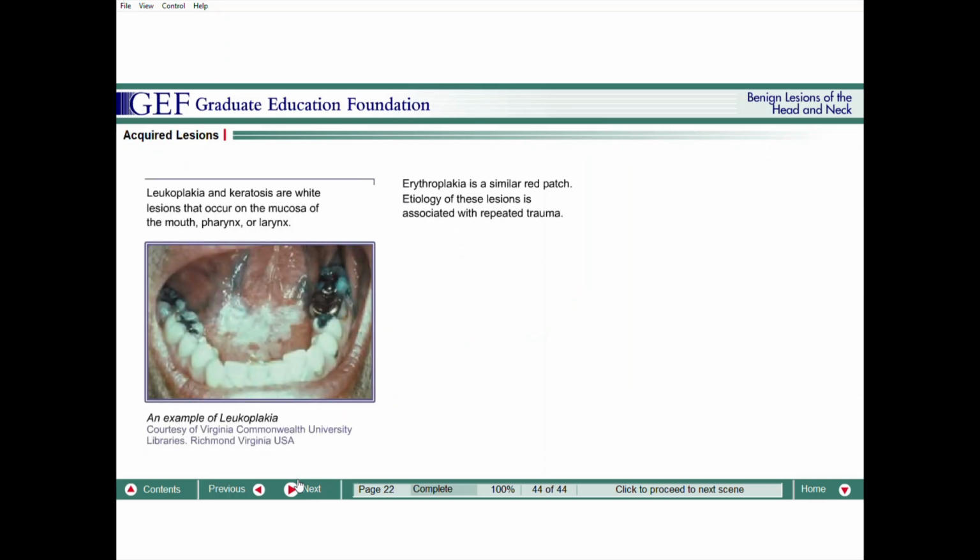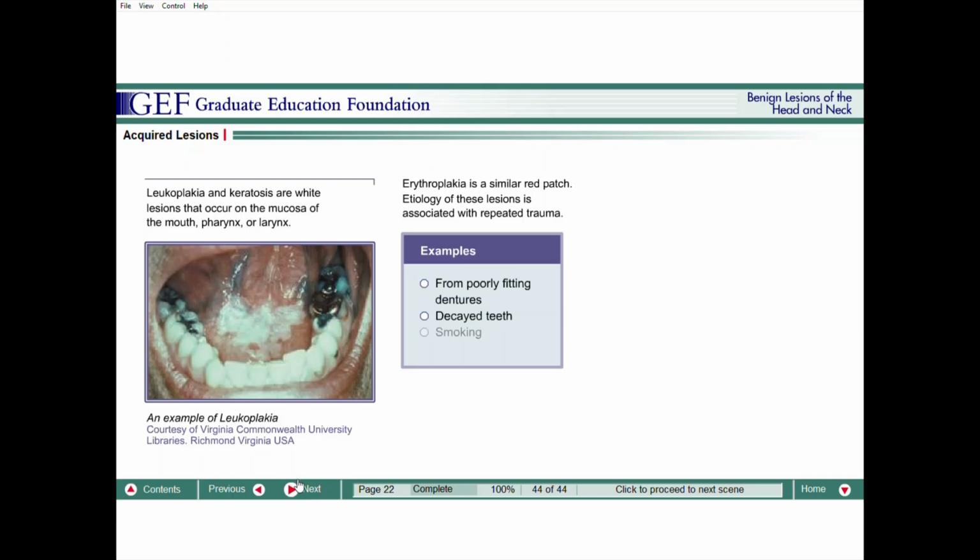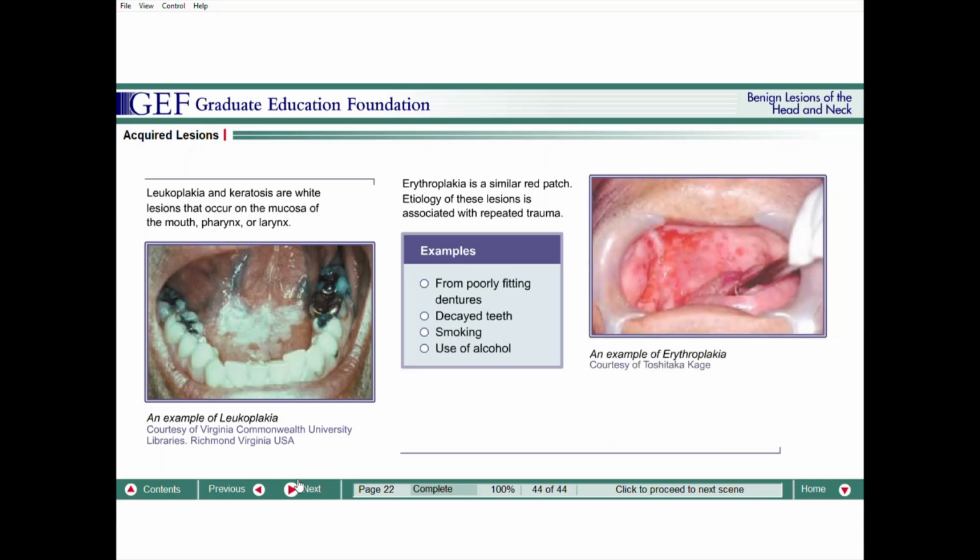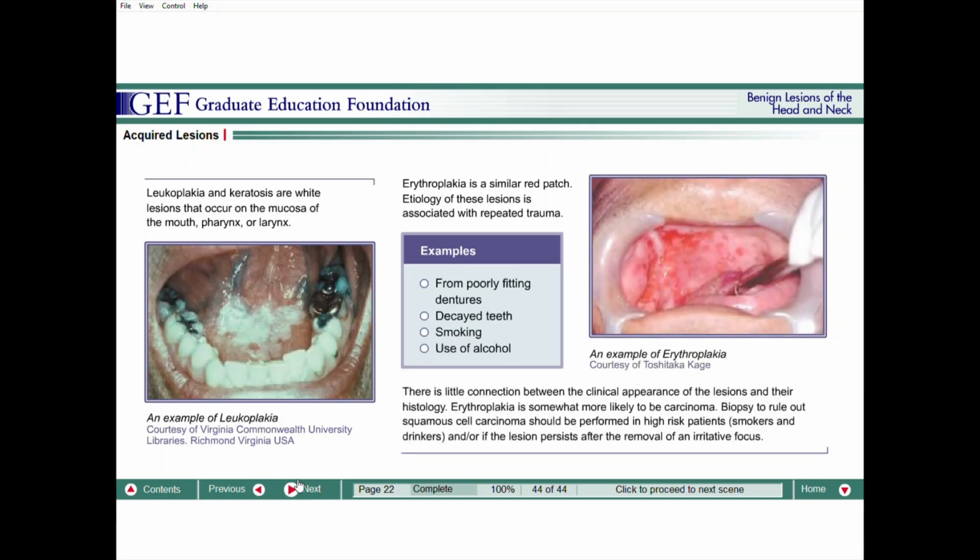Leukoplakia and keratosis are white lesions that occur on the mucosa of the mouth, pharynx, or larynx. Erythroplakia is a similar red patch. The etiology of these lesions is associated with repeated trauma. There is little connection between the clinical appearance of the lesions and their histology. Erythroplakia is somewhat more likely to be carcinoma. Biopsy to rule out squamous cell carcinoma should be performed in high-risk patients, smokers and drinkers, and/or if the lesion persists after the removal of an irritative focus.